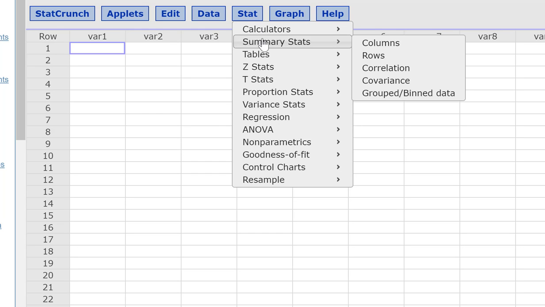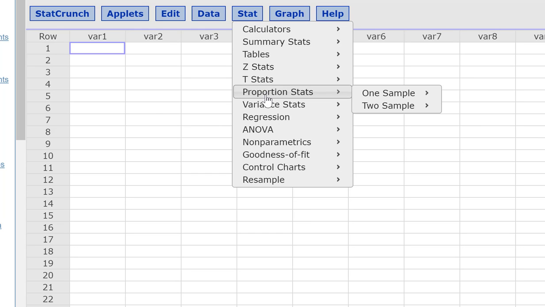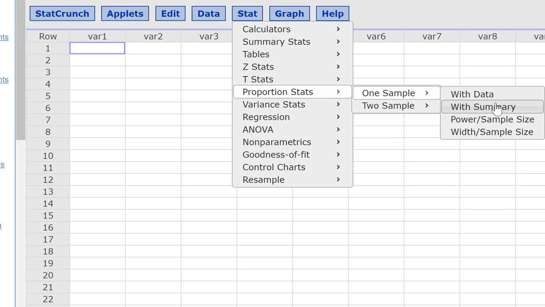We're going to go to Stat. This is a proportion. The two big things we're going to have in here are means and proportions. And so for proportions, we're going to go to proportion stats. We just have one sample, right? And we have 2 choices. With data, if we were given a list of all the data, we'd do that. With proportions, we're often given the summary statistics. So we're going to select summary.